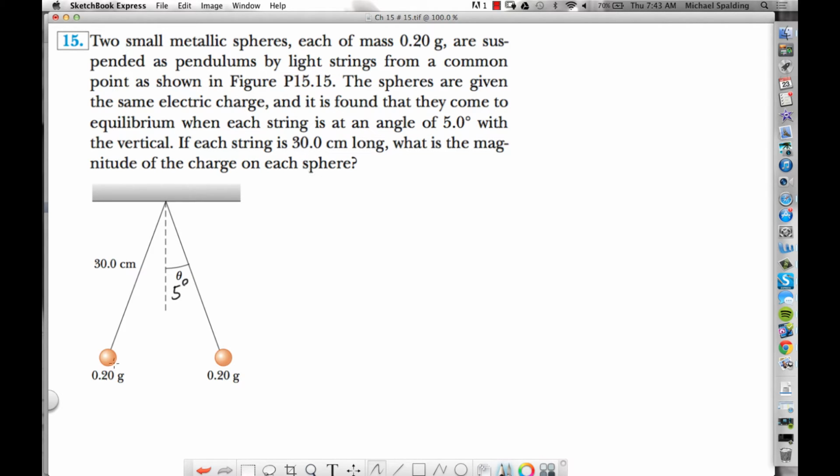And then the charges are identical. So they're either both positive or both negative. It doesn't matter as long as they're identical. Let's just say that they're both positive. Okay, so we're going to make some room and solve this.